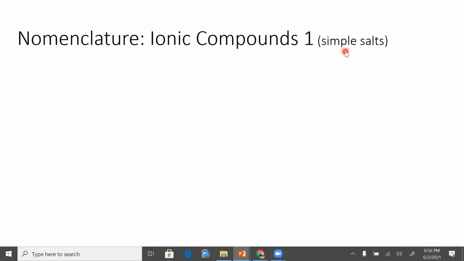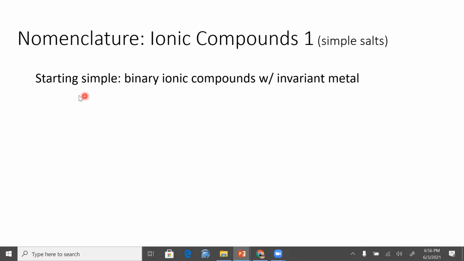Sometimes they're called simple salts. When we talk about these simple salts, they are binary ionic compounds. Let's break that down for a second. Bi means two, so we're looking at compounds that have two types of atoms in them. And ionic means that they're being held together by ionic bonds. We know that ionic bonds are formed by the transfer of electrons and the forming of positive and negative ions. And for these ions, they're what are called invariant ions. The metals are invariant. That means that there's only one possible type of ion they can form.